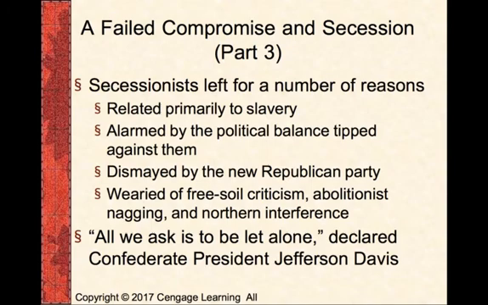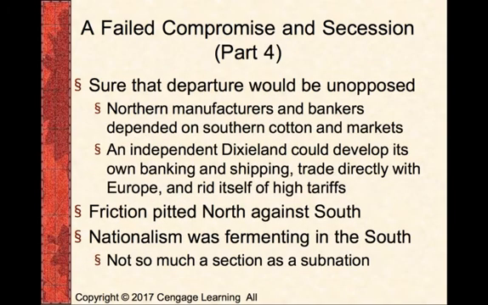The secessionists left for a number of reasons. They were primarily related to the issue of slavery. They were alarmed by the political balance that was tipped against them. They were dismayed by the new Republican Party, and they were wary of free soil criticism, of the abolitionist nagging, and the Northern interference in their politics. All we ask is to be let alone, declared Confederate President Jefferson Davis. The Southern secessionists were sure that the departure would be unopposed.